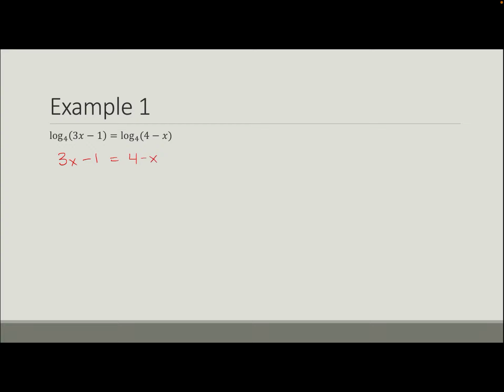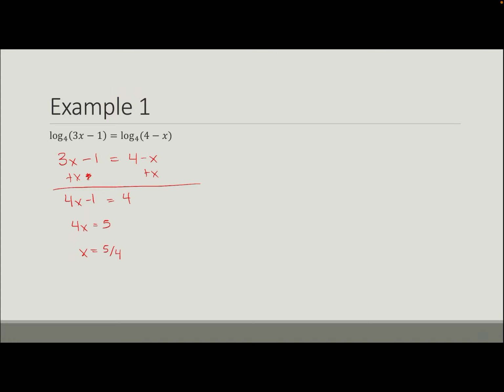So next, to solve for x, we're just going to add x. We do plus x here. So we would get 4x minus 1 equals 4. And so then 4x equals 5 and x equals 5/4.